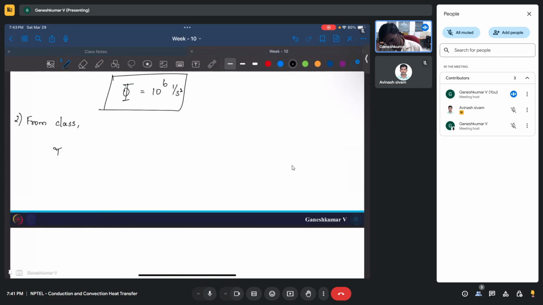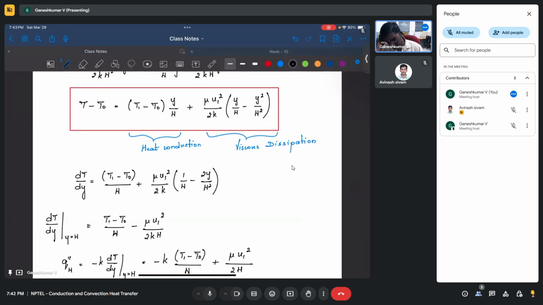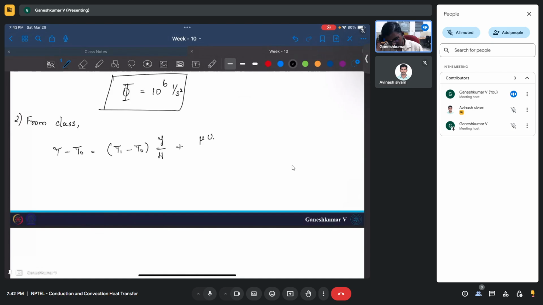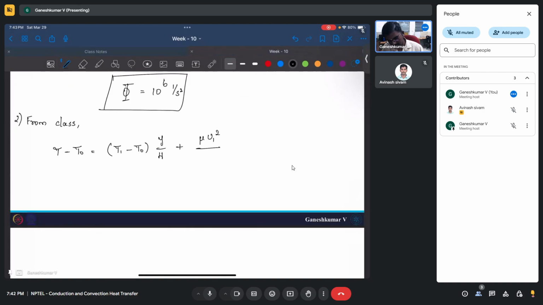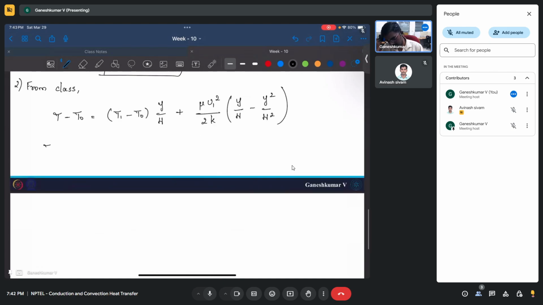So it's T minus T naught is equal to T1 minus T naught into y by h plus mu into u1 square by 2k into y by h minus y square by h square. In the interest of time, I'm not deriving this again because it's basically the same. So we just need to find the temperature at y equal to 1 mm.